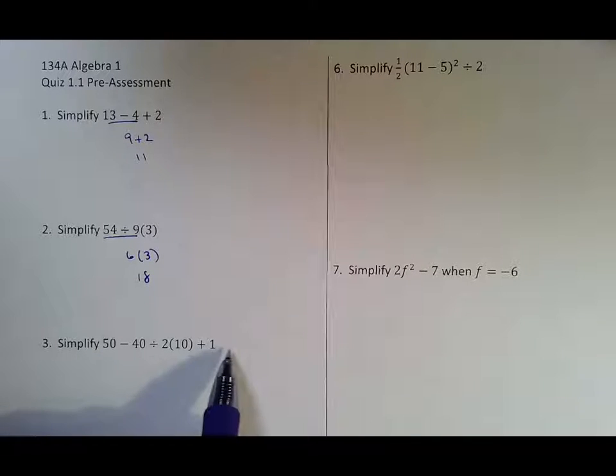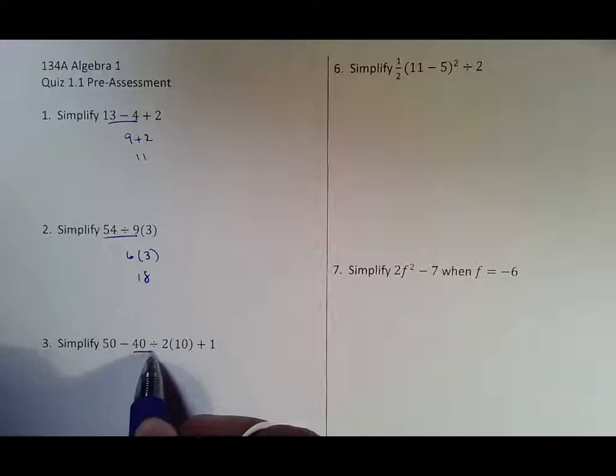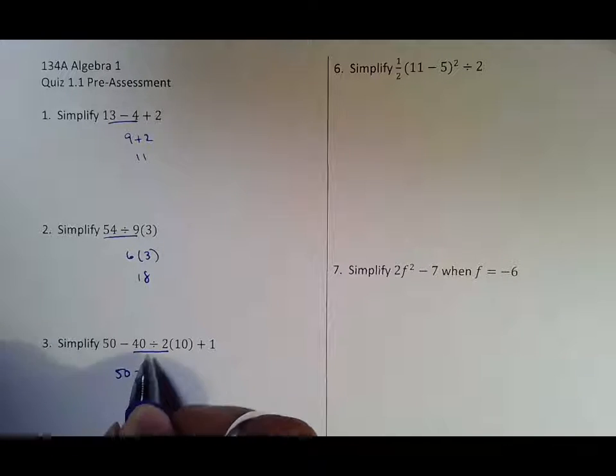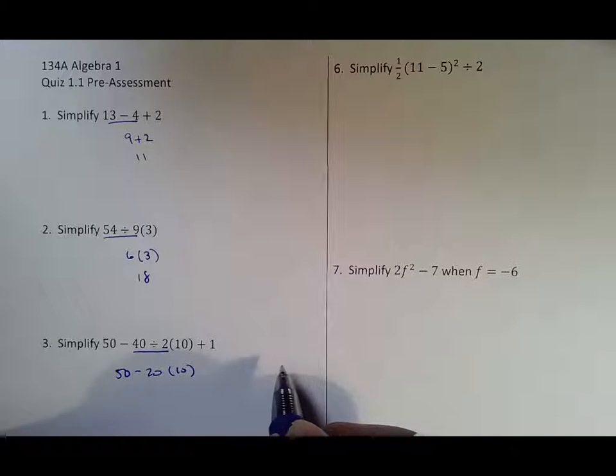Here, parentheses, no, even though that's there. Remember, that's not parentheses, that's multiplication. Exponents, no. Multiplication, division, yes. So we have to deal with whatever's in front. 40 divided by 2 is 20. Well, I think I messed up there, huh?